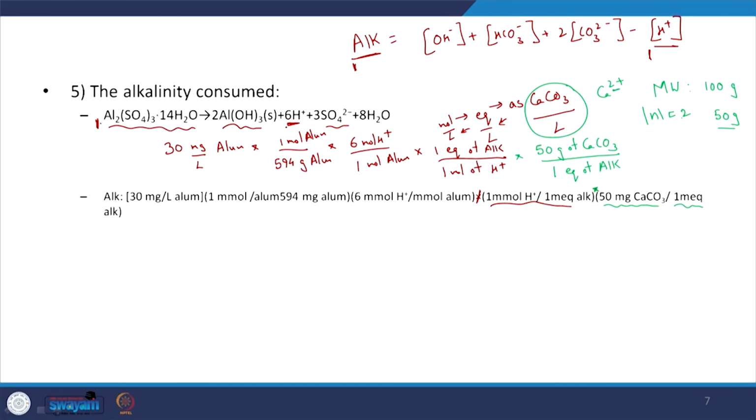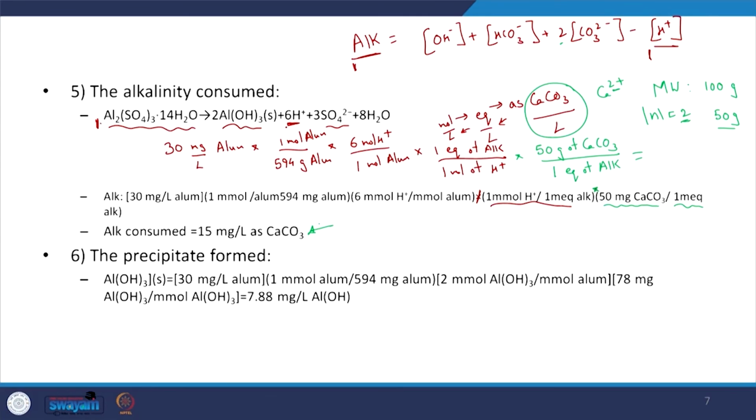Okay, so here I see that it's not with respect to charge on CO3 2 minus, but even then you can see that 2 is the relevant factor. So with that, I will get my relevant answer, 15 milligram per liter as CaCO3, right. So with that, I'm done with the alkalinity consumed.